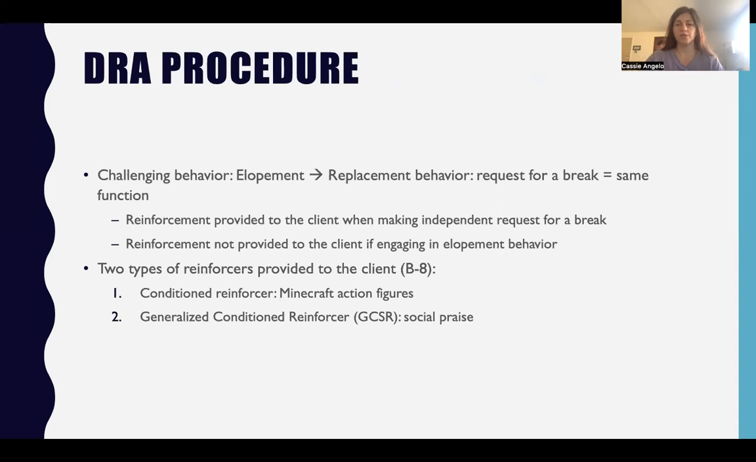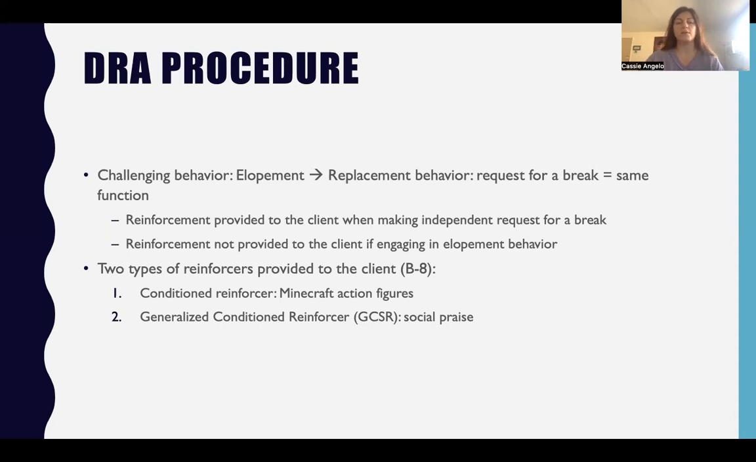So the DRA procedure. Looking at it, the challenging behavior is elopement, right? Because the challenging behavior is elopement, we now want to implement this replacement behavior of requesting a break, right? So they both serve the same function. Reinforcement is provided to the client when making an independent request for a break by using the visual card. Reinforcement is not provided to the client if the client engages in elopement behaviors without making that request.